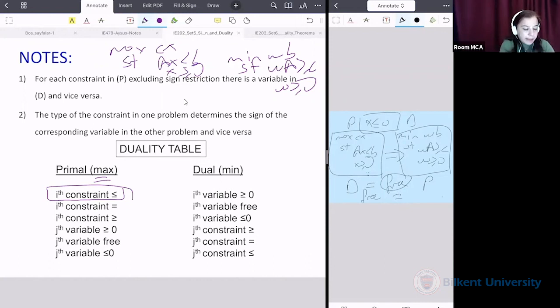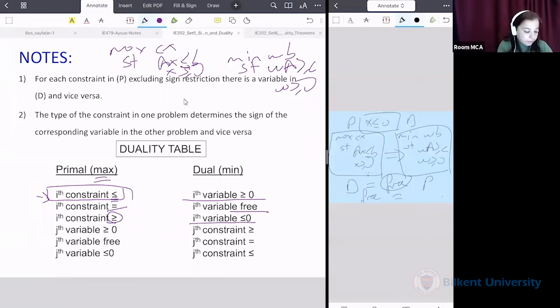So for a maximization problem, ith constraint less than or equal to is in my correct form, so my variable will be in my correct form, because each constraint comes with a variable, right? If my ith constraint is equality, the corresponding variable should be free in the dual. If my ith constraint is greater than or equal to in a maximization problem, it's reverse. I want less than or equal to. So my variable will be reverse, less than or equal to.